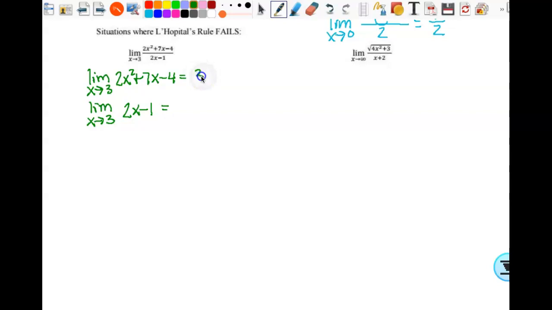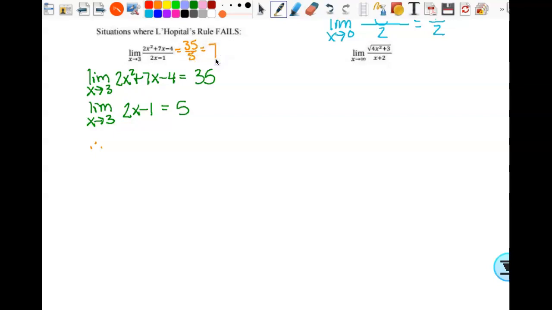$35. Good job. And when we substitute it in the denominator, we get 5. Okay. All right. So now, do you want to take the derivative? Why not? Because it's not 0 over 0, right? All right. So what's my answer? It is 35 over 5, 7.